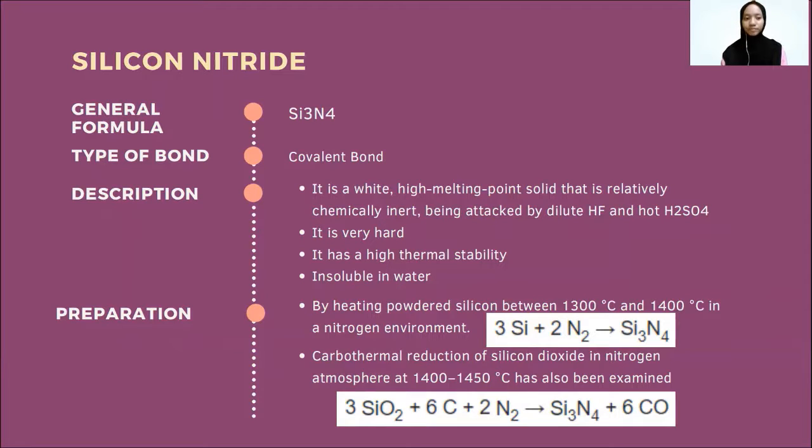We can prepare silicon nitride by heating powdered silicon between 1300 degrees Celsius and 1400 degrees Celsius in a nitrogen environment. Other than that, it can be prepared by a carbothermal reduction of silicon dioxide in a nitrogen atmosphere at 1400 degrees until 1450 degrees Celsius.